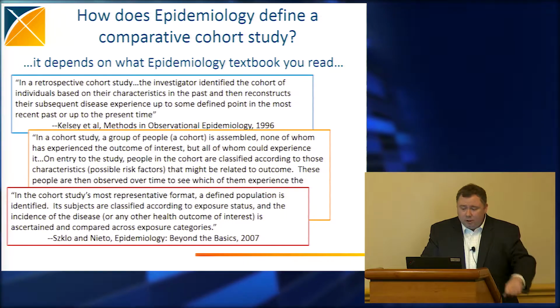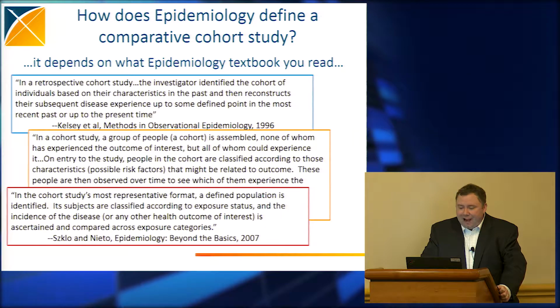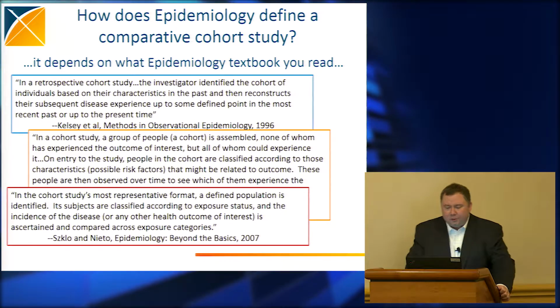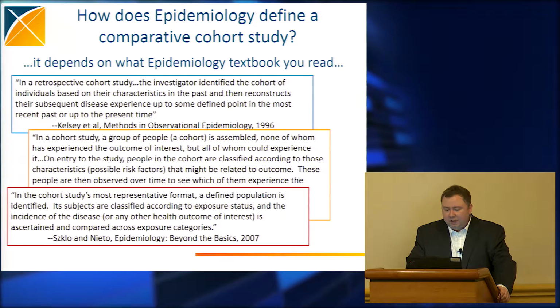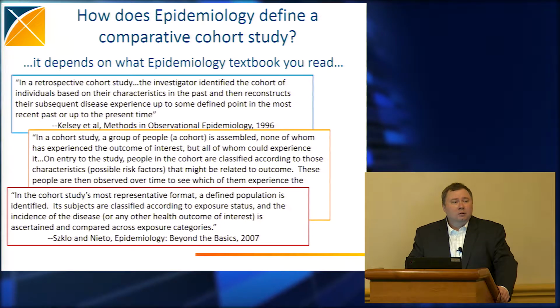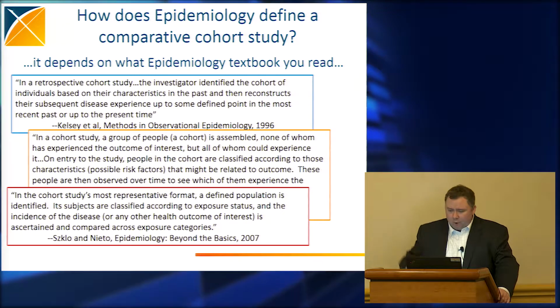Szklo and Nieto defined the cohort study in its most representative format. A defined population is identified. Its subjects are classified according to exposure status, and the incidence of disease or any health outcome of interest is ascertained and compared across exposure categories. How many people like that definition? Okay, a couple more hands on that one.